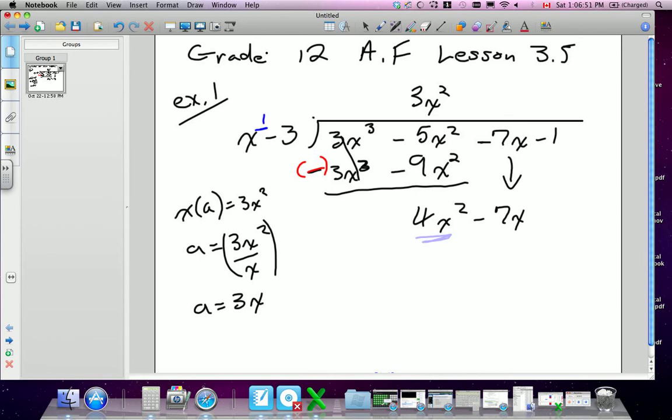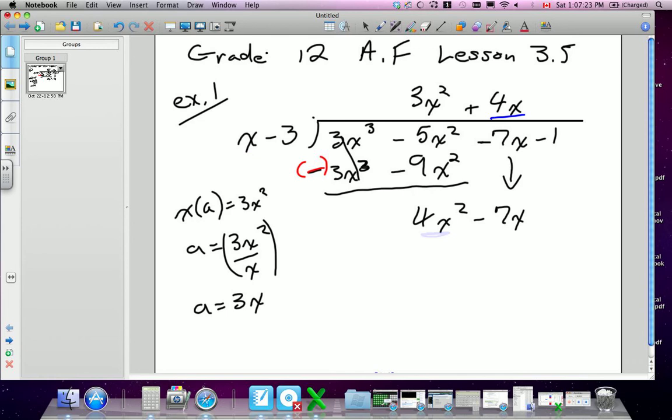So we get positive 4x. I'm multiplying this entire term by this now. So each of the terms I have to multiply by 4x. To find that number, essentially I kind of divided the x into this to find this number. So essentially I had 4x squared divided by x, 4x. Does that make sense?